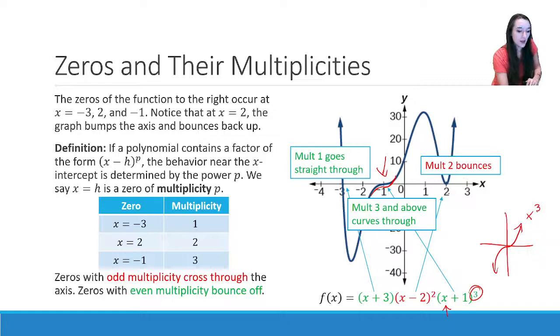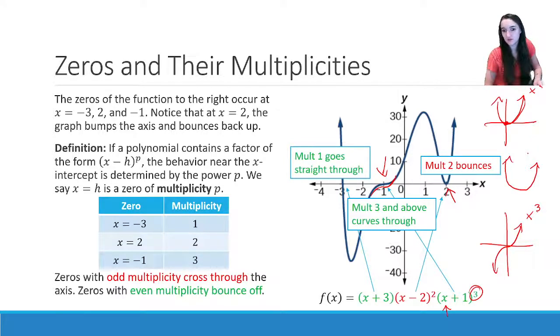Then at x equals 2 here, we essentially have a graph of x squared. That's what's happening. This is the graph of x squared where we bounce off. We hit our axis and we turn around. So that's essentially what's happening. If our multiplicity is higher than 2, it still looks the same. It is a little bit flatter. It just makes it a little bit flatter than x squared does, but I don't really expect you to get specific about that.